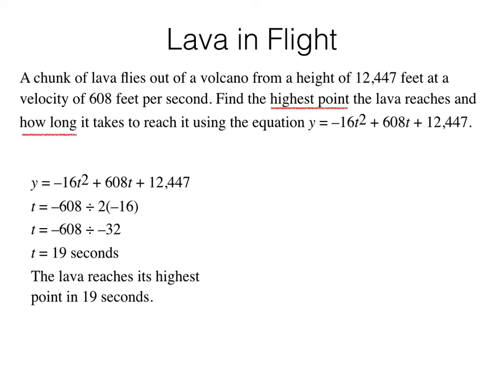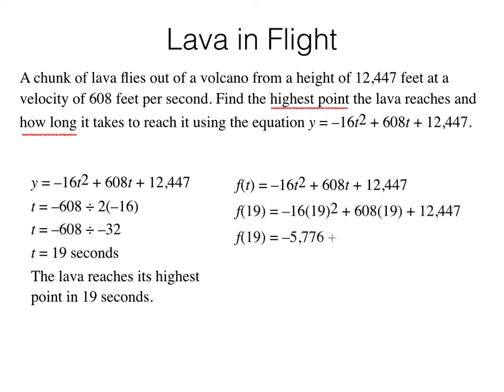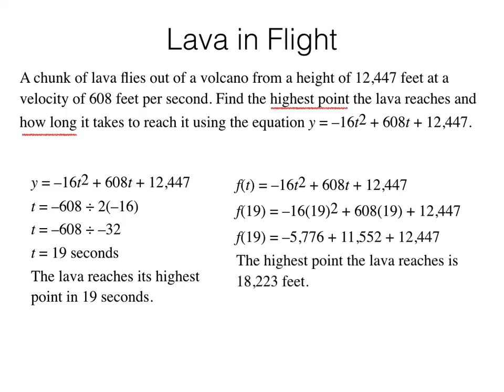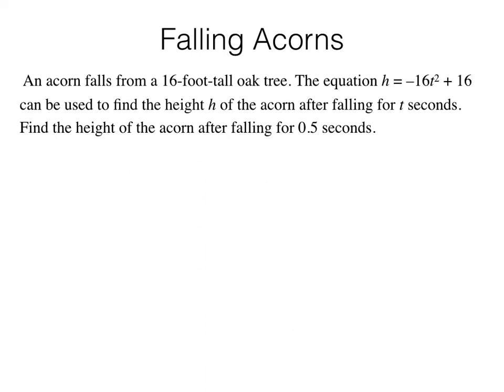Now we'll go back to the equation. We'll write it in function form, and we'll find f of 19. We'll use our calculator to get the highest point the lava reaches, which will occur in 19 seconds, is 18,223 feet.